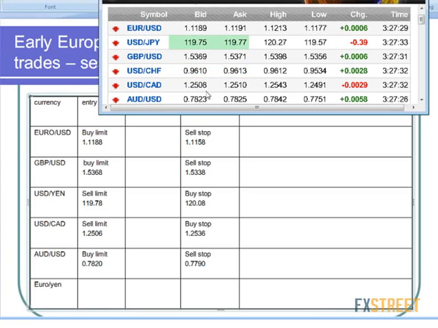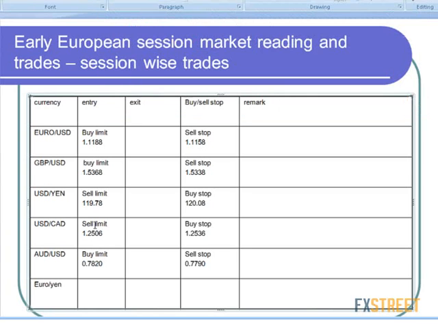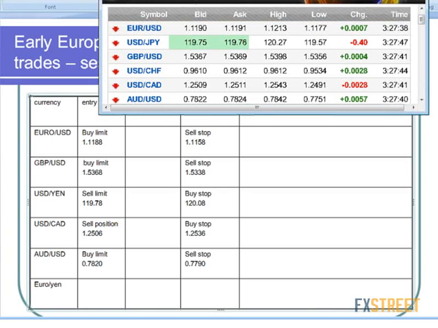They're making small swings, but yeah, this is filled. So sell limit has become a sell position. Okay. GBP. Anyway, we'll watch and convert it into positions.